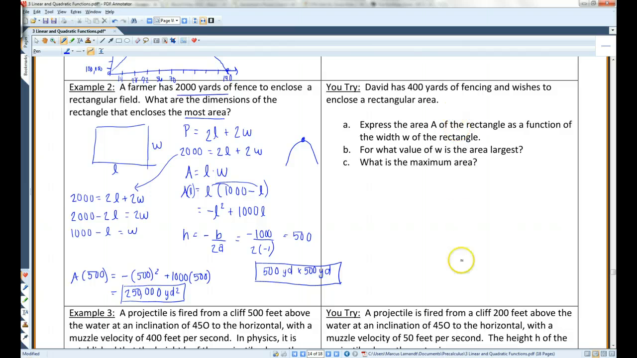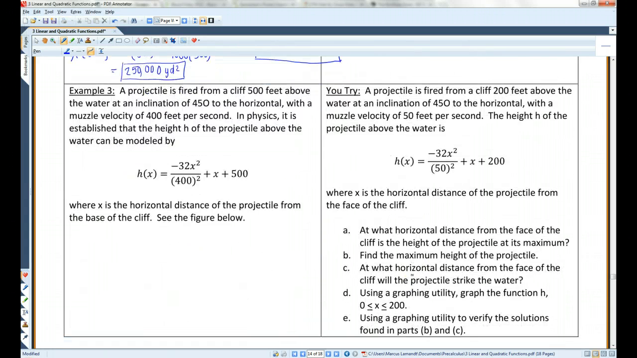Alright, this one is pretty much the exact same thing, except now you have 400 yards. Example 3. A projectile is fired from a cliff 500 feet above the water at an inclination, oh, this was supposed to be a degree sign, sorry, of 45 degrees to the horizontal with a muzzle velocity of 400 feet per second. In physics, it is established that the height h of a projectile above the water can be modeled by this equation, where x is the horizontal distance of the projectile from the base of the cliff.